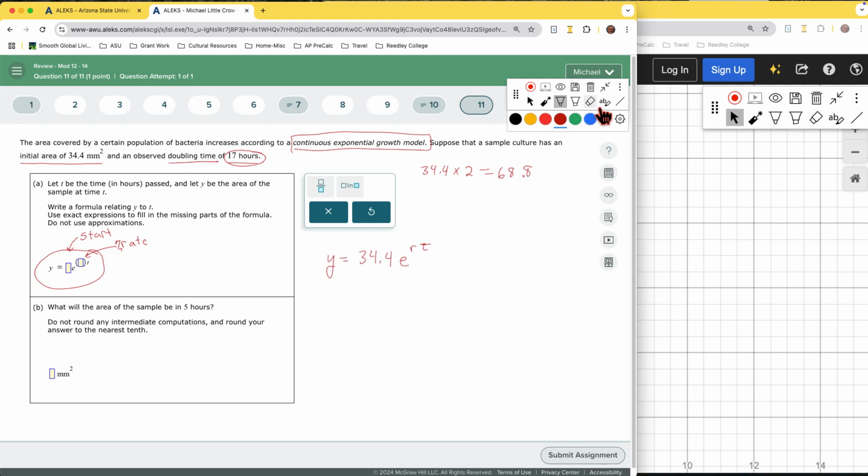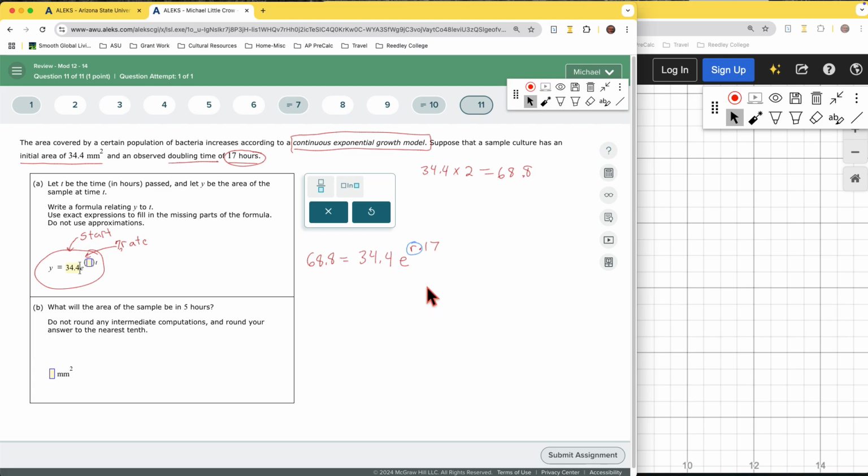So now we can save ourselves a little room. We know what y is when t is 17. So we replace those values. We know this is 68.8 when time is 17. So now we're down to just the one variable. What is the rate? That's all we've got to find. Notice we had to find this 34.4, but it was given to us. We just needed to know that that is the initial value, the starting value. So I'll go ahead and plug that in there. Now we just need to find the rate.